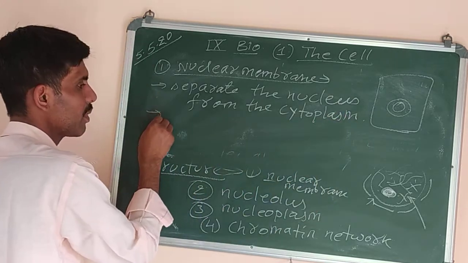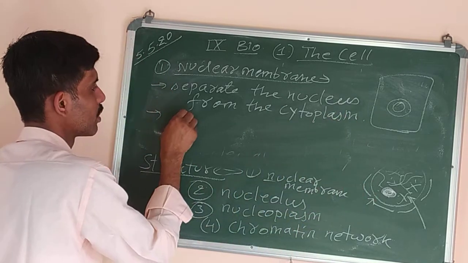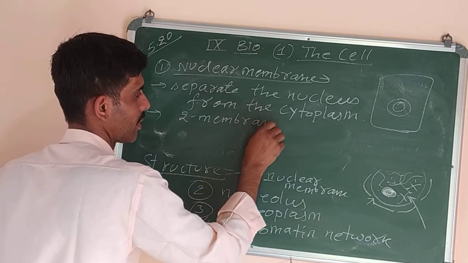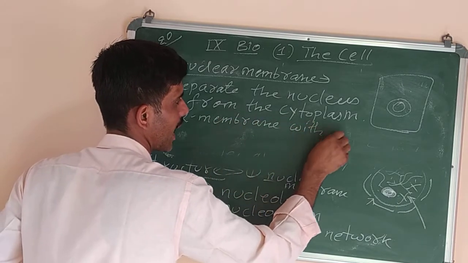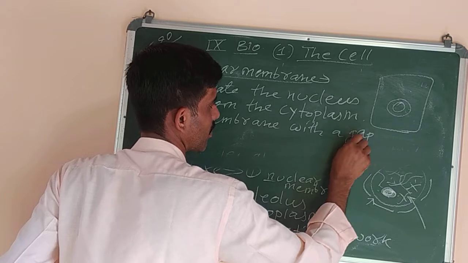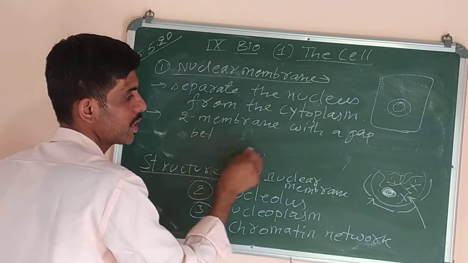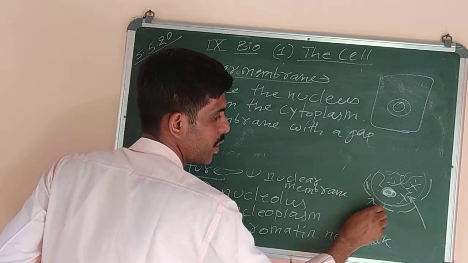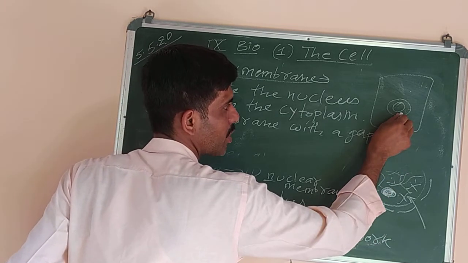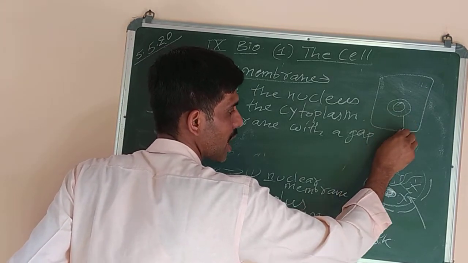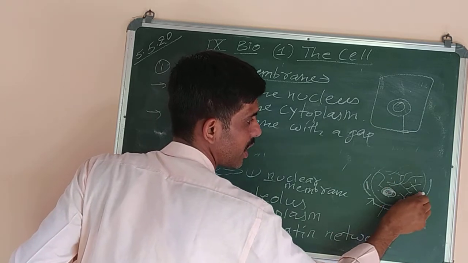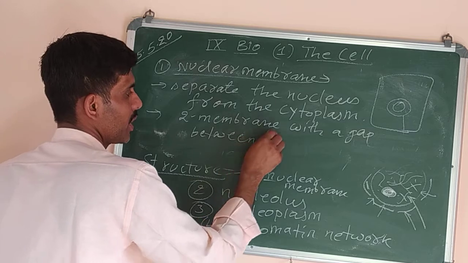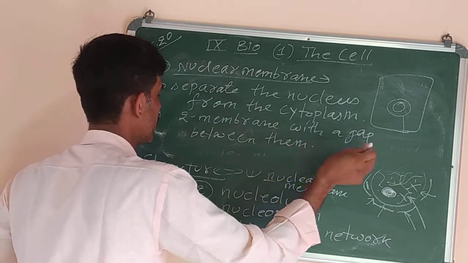Now it has a double membrane. 2 membranes are there with a gap between them. Like in between both the membranes, a gap is present. This gap is called lumen. This gap I have drawn, no? 1, 2 membranes. This is the outer membrane. This is called the inner membrane, with a gap between them. I am not writing the name lumen.